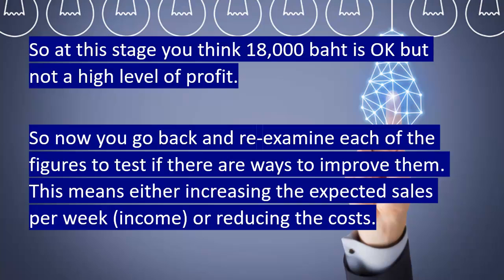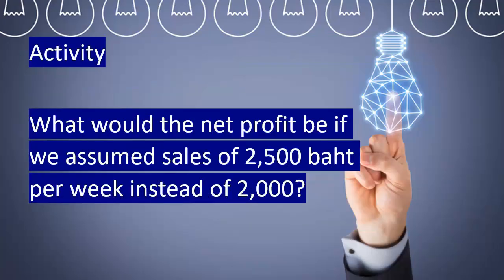So now you go back and re-examine each of the figures to test if there are ways to improve them. And this means either increasing the expected sales per week on the income side or reducing the costs. So here's an activity for you. Calculate what would the net profit be if we assume sales of 2,500 baht per week instead of 2,000.